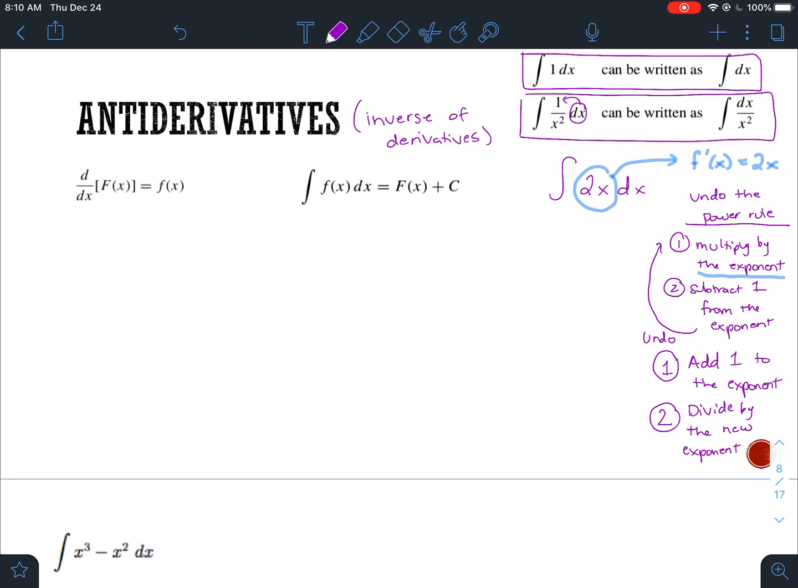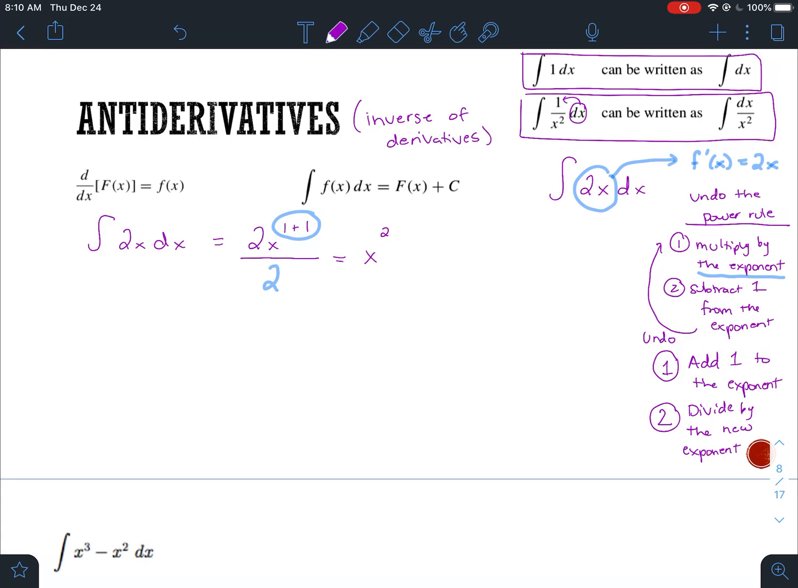So let's look at this. We have the integral of 2x dx. So to find the antiderivative of that, we're going to take 2x. We're going to add 1 to the exponent. So the exponent is 1 right now. So we're going to add 1 to the exponent, and then we're going to divide by the new exponent. Well, the new exponent was 1 plus 1, so we're going to divide by that new exponent. We're going to divide by 2. And so now if I simplify that, 2 divided by 2 is 1, and x to the 1 plus 1 is x squared.